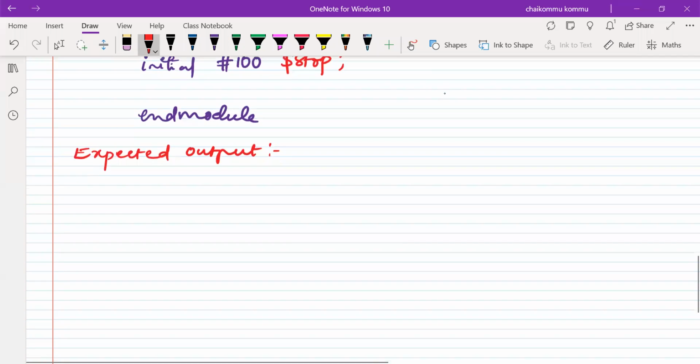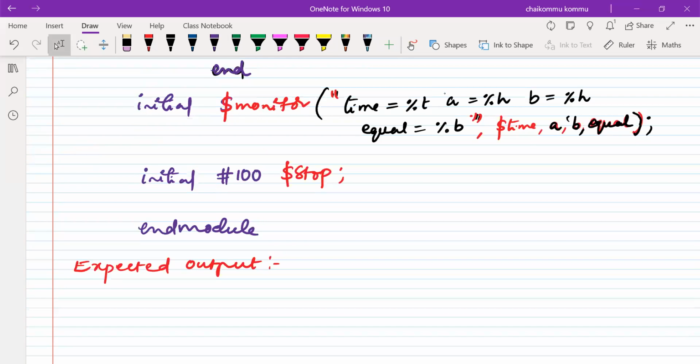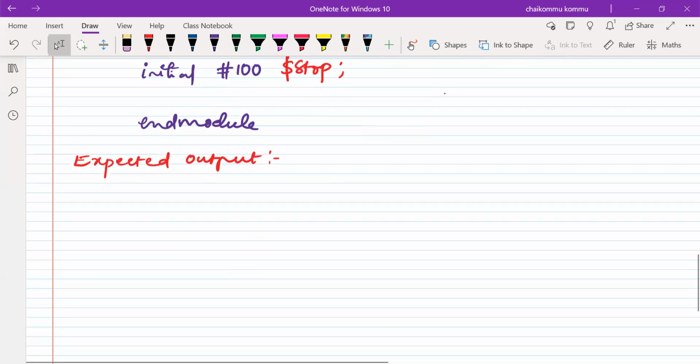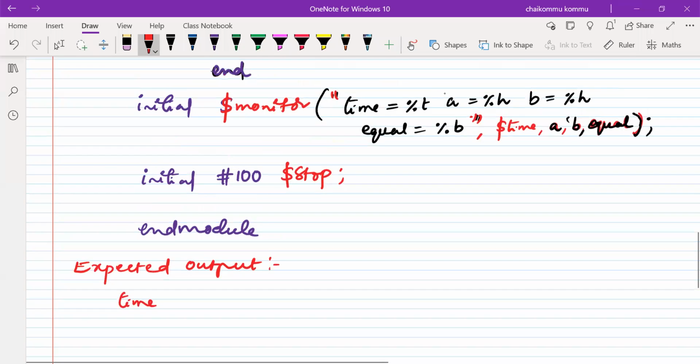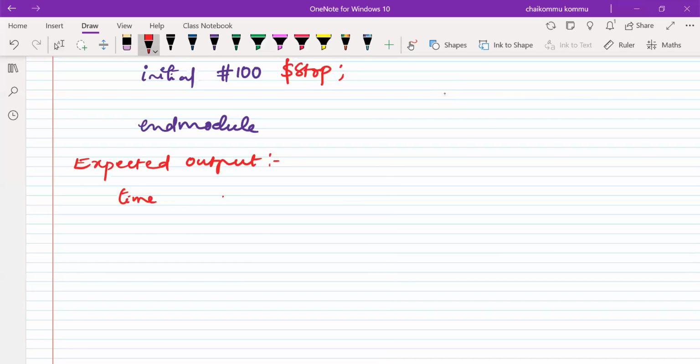So what is the monitor that we have given? First we have given the time, therefore time will be shown first. What is the next one we are writing? A will be written here, then B will be written here, then equal. So this is the monitor. It will be shown in this way.